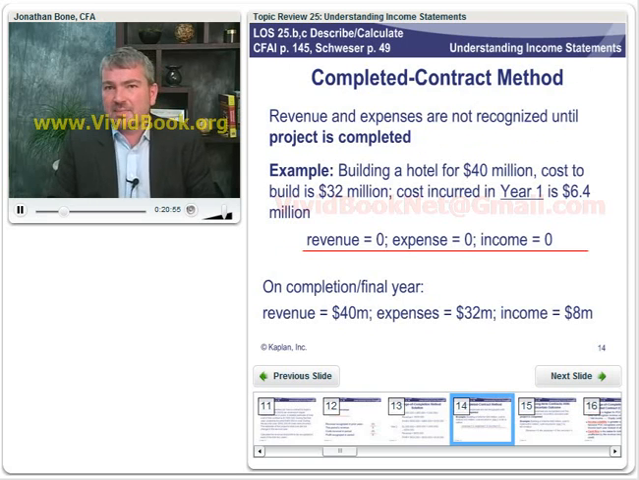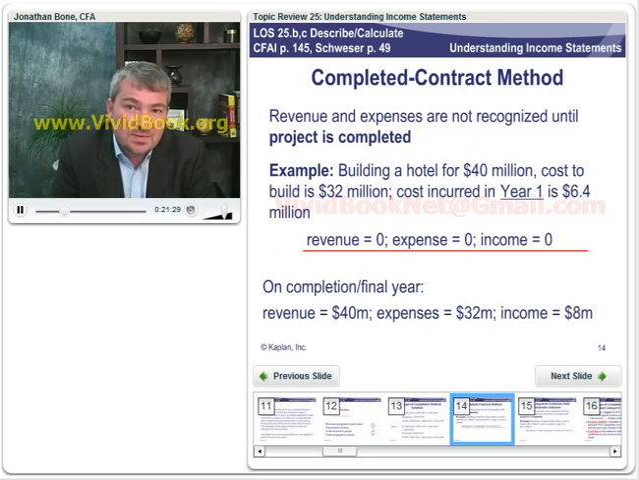Let's have a look at the completed contract method. So remember, revenues and expenses are not recognized in the income statement until the contract is completed and the goods are sold. So we're building a hotel for 40 million. We think that's its sales value, but we haven't got a contract to sell it. Cost to build the hotel is 32 million and costs incurred in year 1 is 6.4 million. So, sales figure, nothing. Expense figure, nothing. Income figure, nothing. Nothing goes through the income statement.